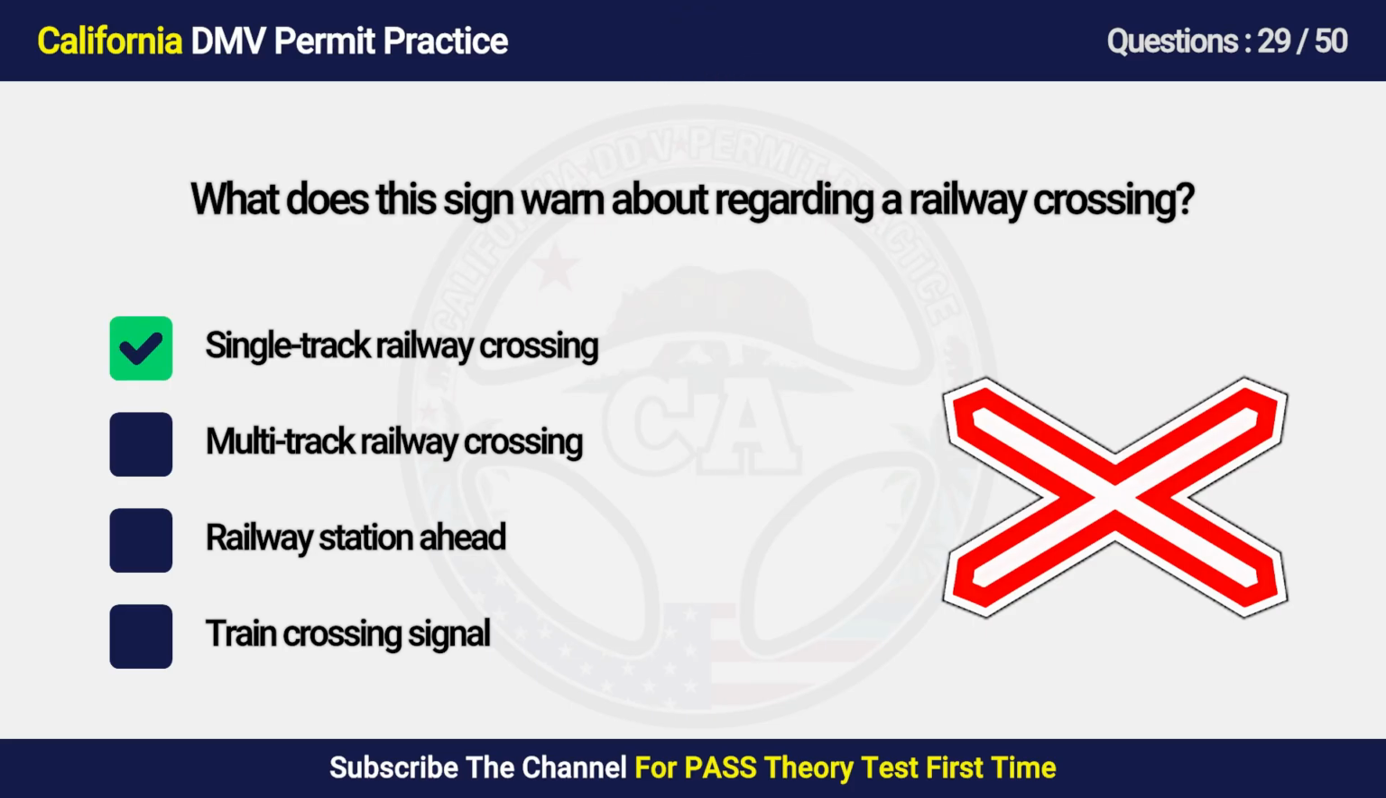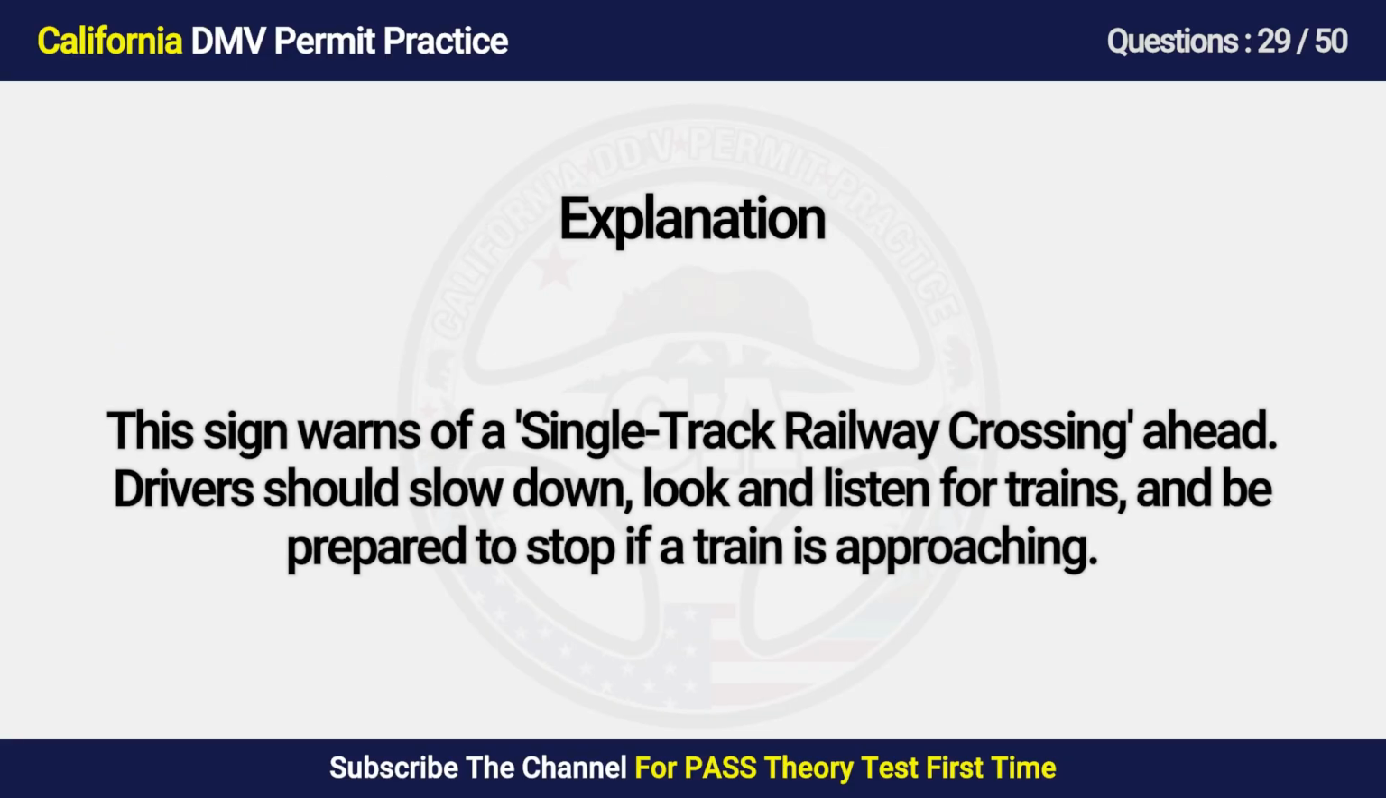Answer is A. Railway crossing. This sign warns of a railway crossing ahead. Drivers should slow down, look and listen for trains, and be prepared to stop if a train is approaching.